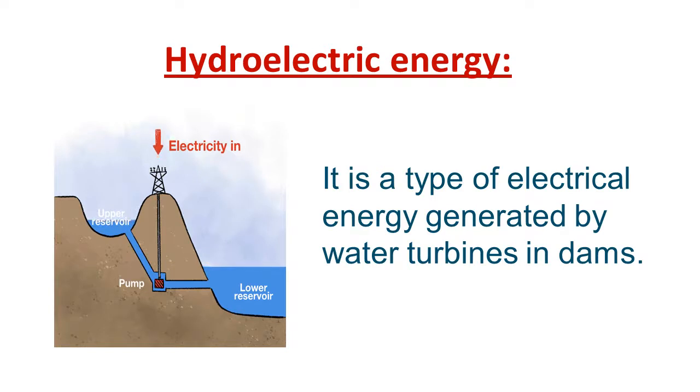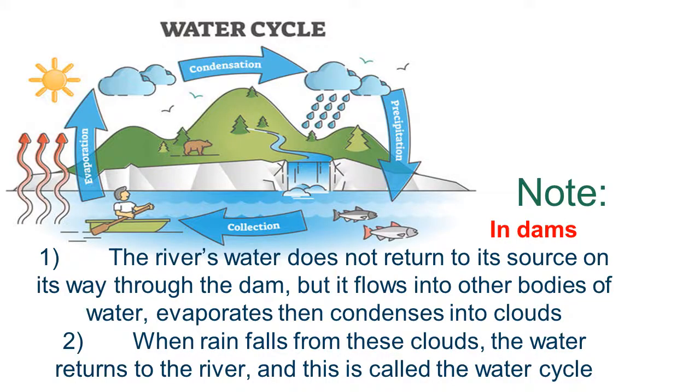Hydroelectric energy is a type of electrical energy generated by water turbines in dams. In dams, the river water doesn't return to its source on its way through the dam, but it flows into other bodies of water, evaporates, then condenses into clouds. When rain falls from these clouds, the water returns to the river, and this is called the water cycle.